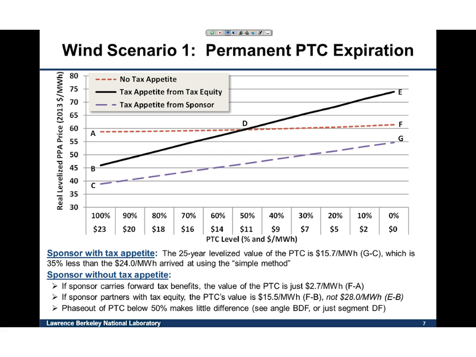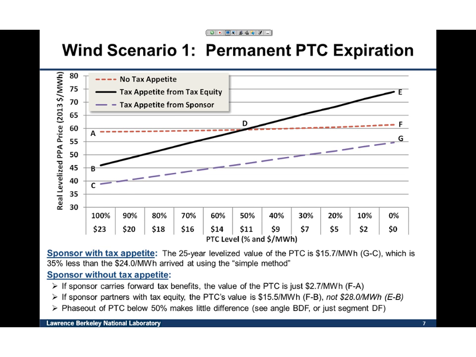Finally, the difference between points F and G is solely attributable to accelerated depreciation deductions. Point G can use them in real time, while F has to carry some portion of them forward in time, which results in a higher PPA price.